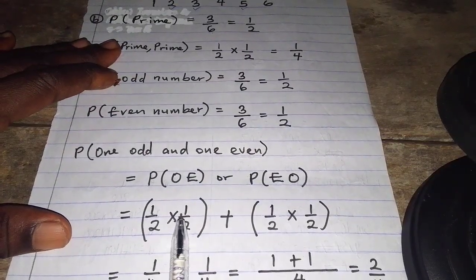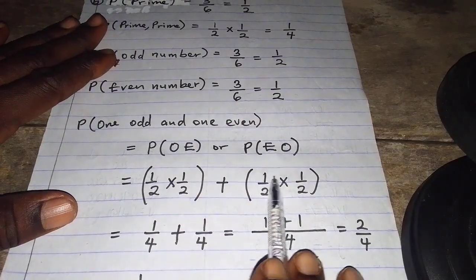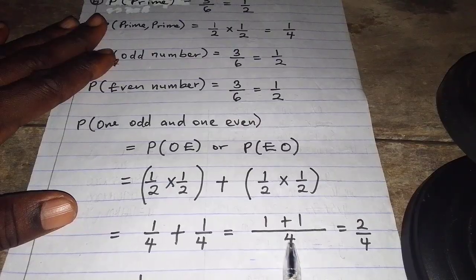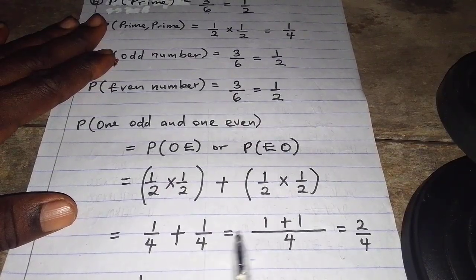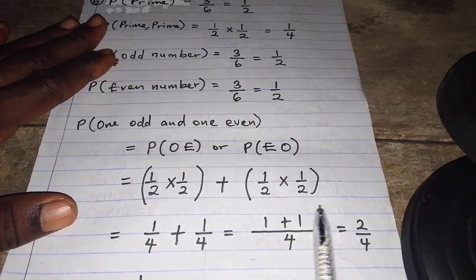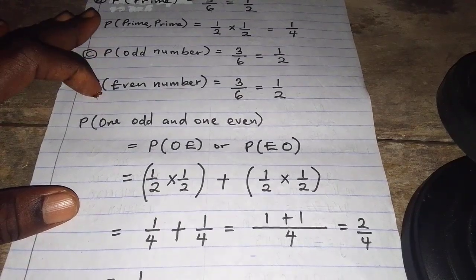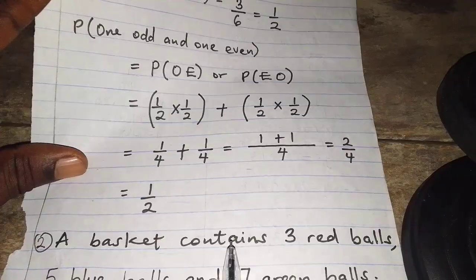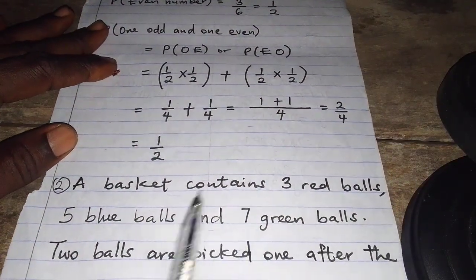So 1/2 times 1/2 will give us 1/4, plus this also will give us 1/4. The LCM of 4 and 4 is 4. How many 4s in 4? 1. 1 times 1 is 1, plus how many 4s in 4? 1. 1 times 1 is 1. 1 plus 1 will give us 2/4. 2/4 to the lowest term will give us what? 1/2.